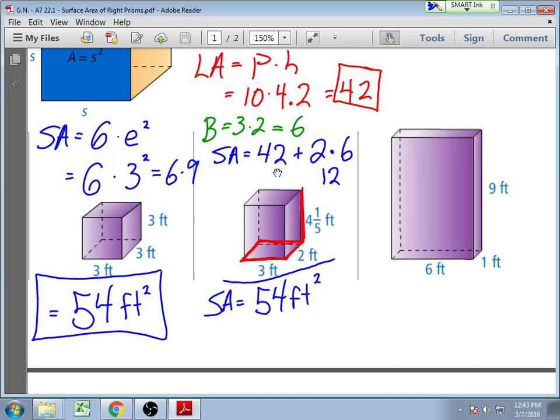So we see, even though this is a different dimensioned prism, we've got different length, width, height. It actually has the same width as the one before, but we see we can get the same surface area even though we made my prism differently.